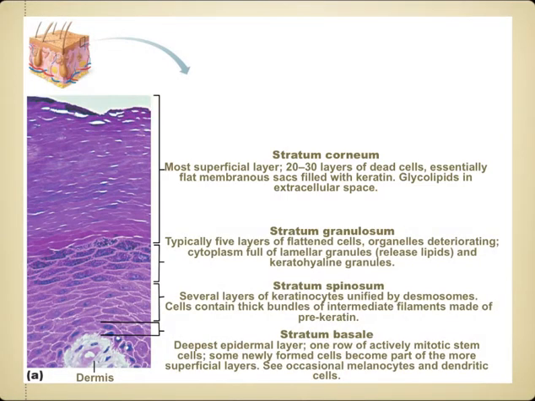So those are the main layers that you find over most of the body. Inserted between stratum corneum and stratum granulosum in the palm of the hand and the sole of the foot, we would find that fifth layer, which is known as stratum lucidum, which we don't see here.